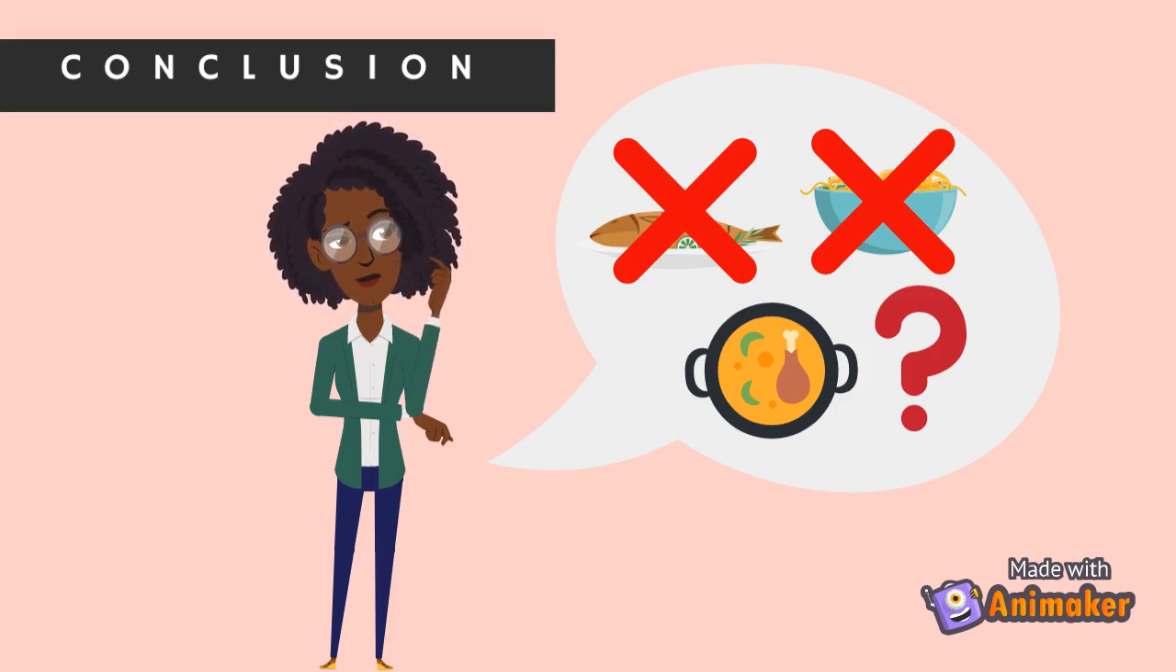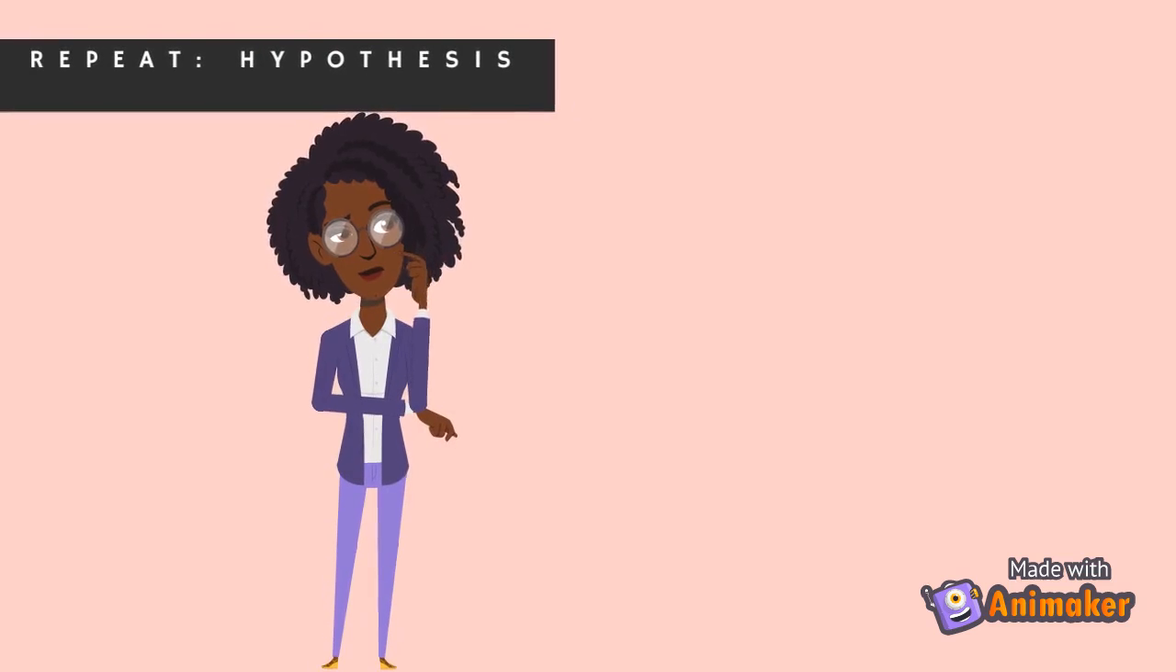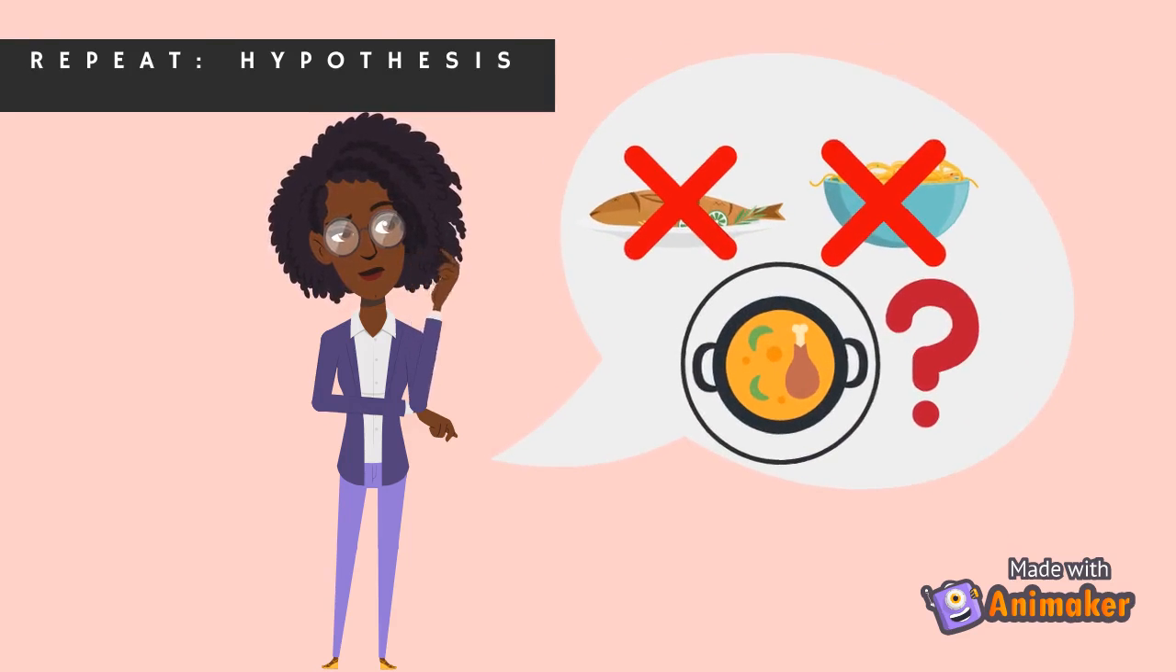Repeat as needed. Realizing her first hypothesis was incorrect, Beatrice wants to repeat the experiment to find out which foods Cassandra enjoys eating at dinner. Hypothesize. What do you think Beatrice's new hypothesis will be? Yes, in her second experiment, Beatrice hypothesizes that Cassandra might like chicken stew and decides to make it for dinner the next day.